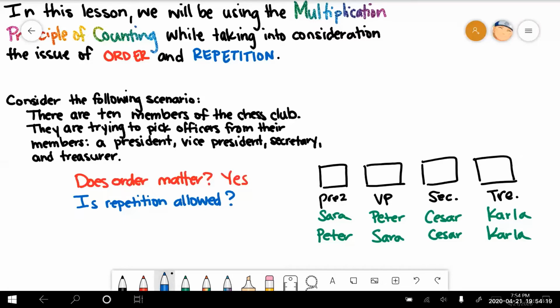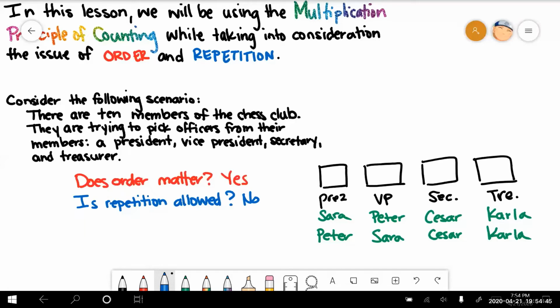I think this one is a little easier to answer. Can anybody take two positions? And the answer would be no, generally. I know in my past club experience, there were some times where, maybe one person was secretary and treasurer at the same time, but for the sake of our problem, we're going to assume that since there's 10 members of the club, there's plenty of people to choose from in order to take each individual office position.